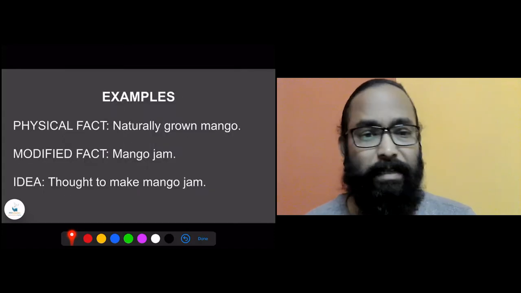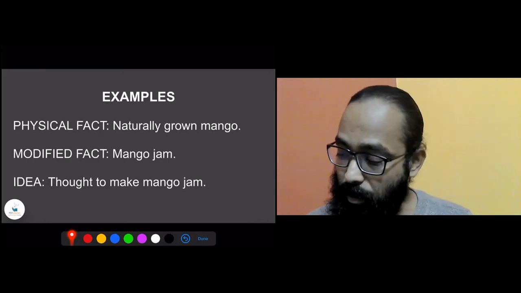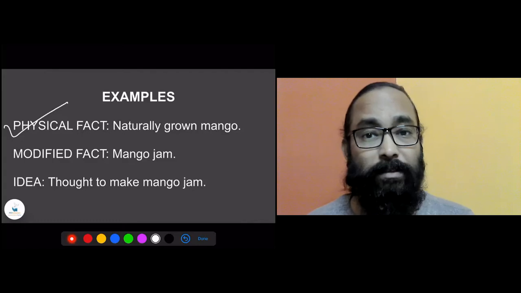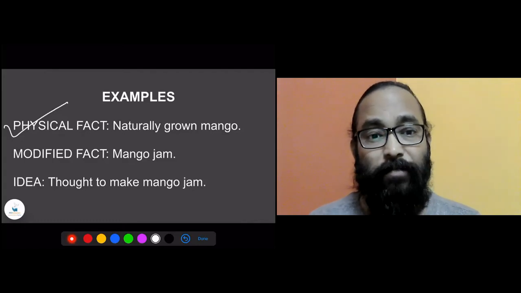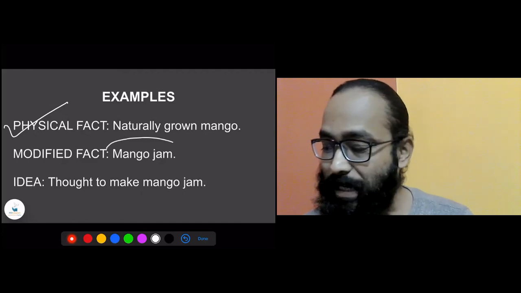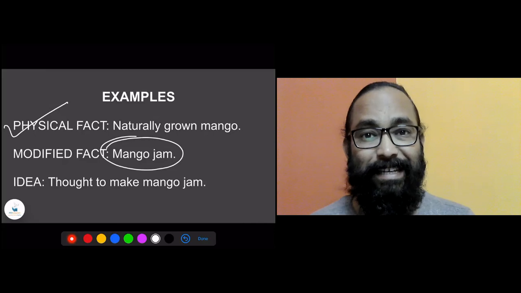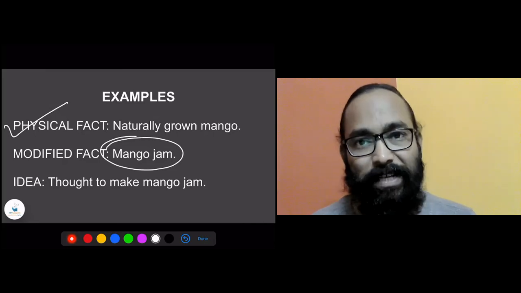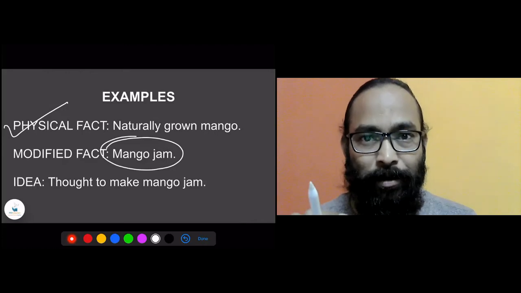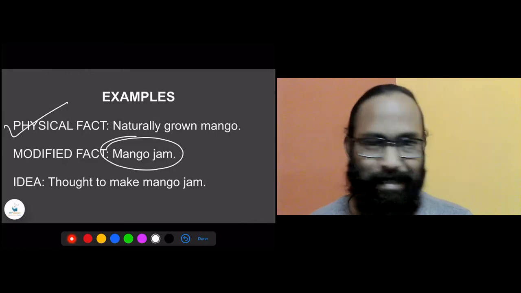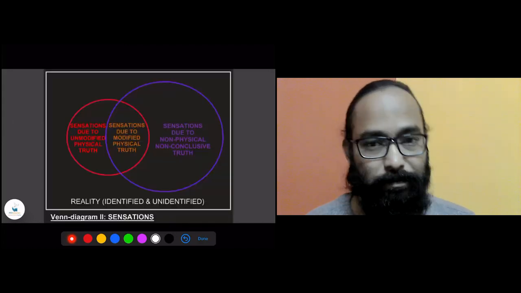Now, examples that I have given already. Physical fact is naturally grown mango. Naturally grown mango is a physical fact, which is tendency driven. Modified fact is a combination of the physical fact plus idea. So mango jam is that example. Now, idea. The example is the thought to make mango jam. Just the thought. That's an idea. And if you have that thought, I may not have that thought, so that cannot be claimed as truth for sure, right? So these are the examples of truth.